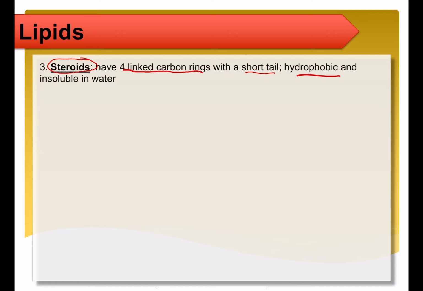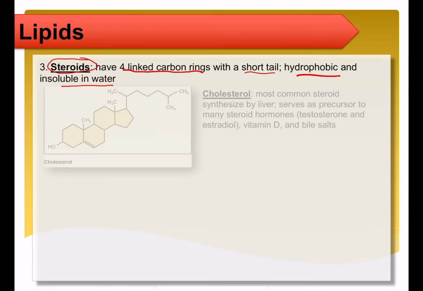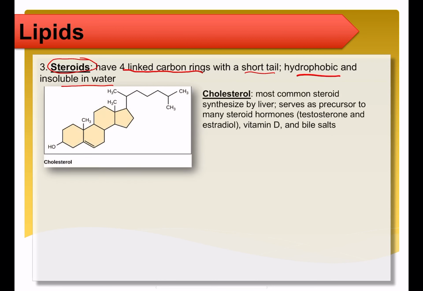are insoluble in water. So one common example of steroid is cholesterol, which is the most common steroid synthesized by our liver. It serves as a precursor to a lot of other types of steroid hormones, such as testosterone and estradiol. Estradiol is just another name for estrogen, vitamin D, and bile salts as well. You see that there are 4 linked carbon rings right there, and then you have some sort of a short tail at the end of the molecule.